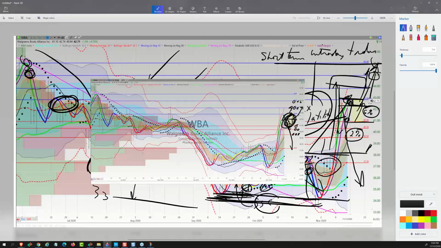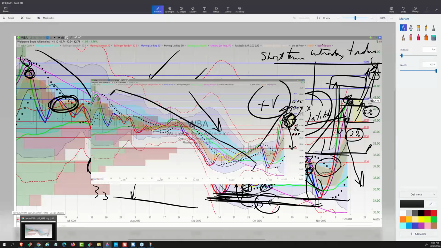The downside is easier for me to believe in just because all this stuff was down that entire time frame, and this is kind of the aberration, and it's got huge volatility. So to me, the downside is much easier to believe in. But Walgreens is now in play.